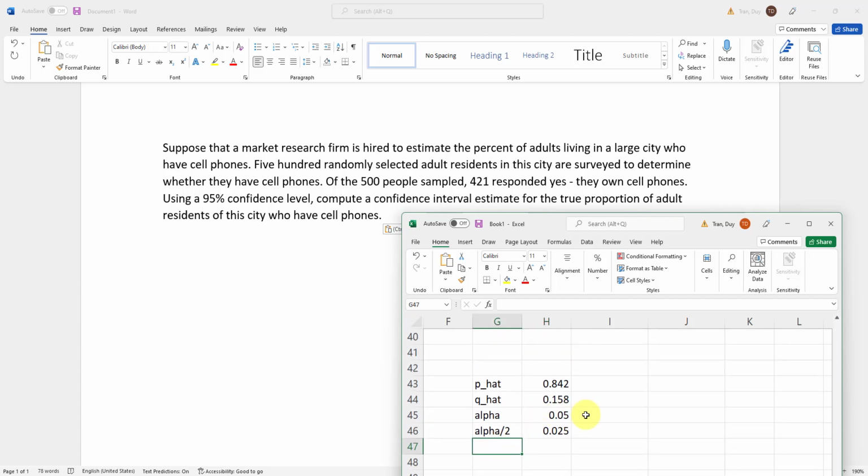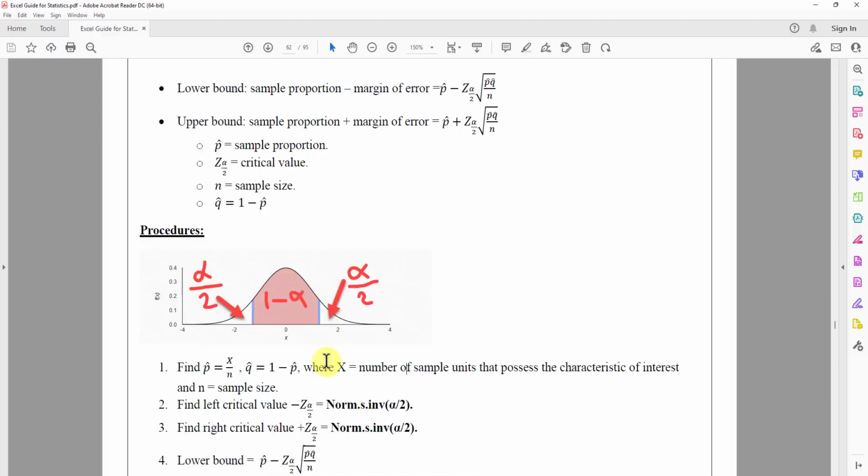Now next we need to find the critical value. So the left, minus z of alpha over 2. This is the left critical value. Oh, sorry, we shouldn't name it that way. Let's just say left critical value.